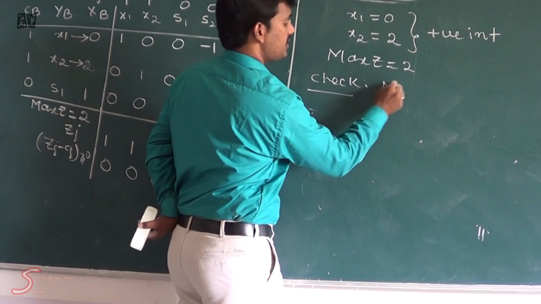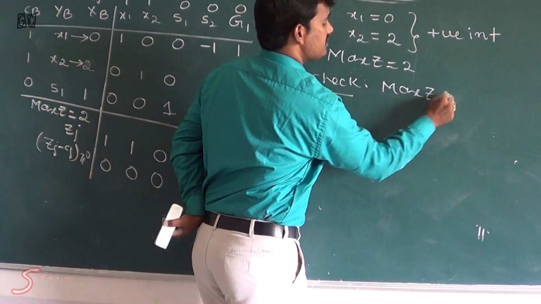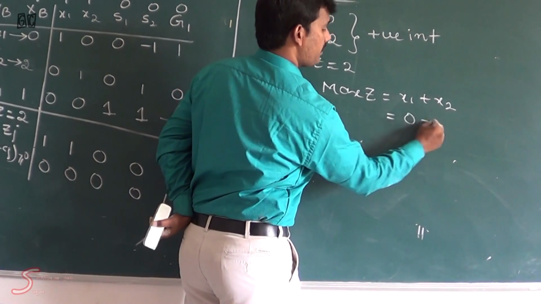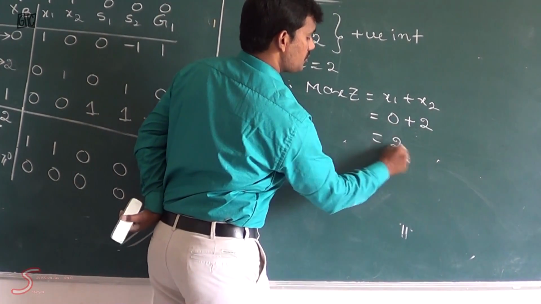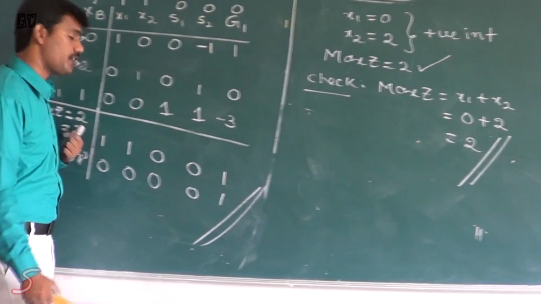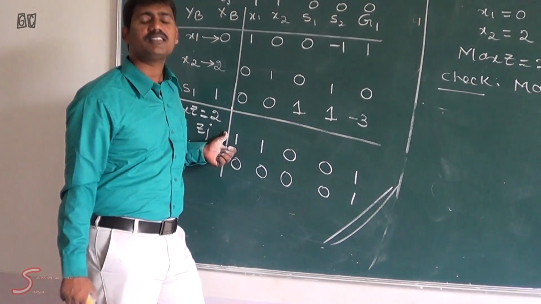The given objective function is, all of you, max z equal to x1 plus x2. If you put x1 equal to 0 and x2 equal to 2, that is 2. So the max z equal to 2, we got the max z equal to 2. Here we go, we have max z equal to 2. Hence, the solution is optimum.